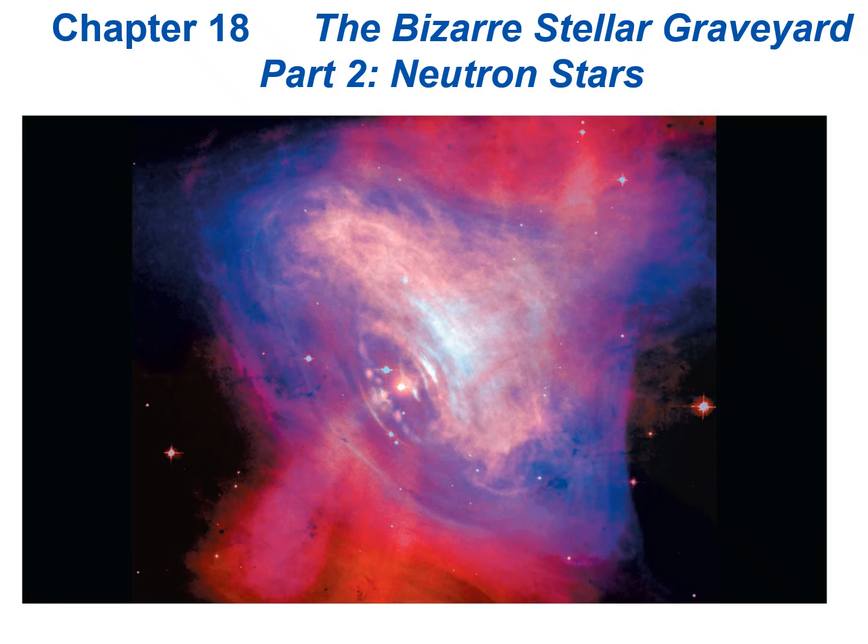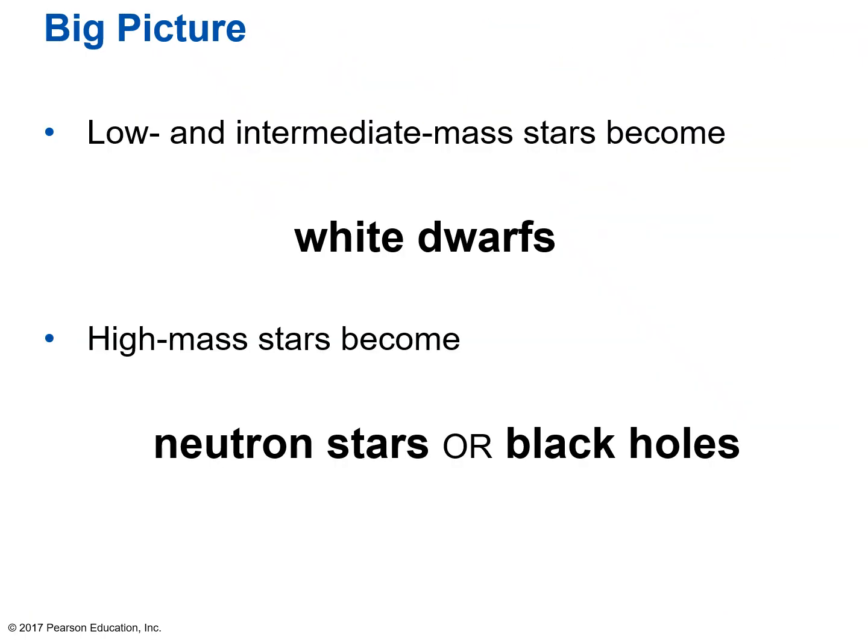This is Chapter 18, The Bizarre Stellar Graveyard, Part 2 on neutron stars. Remember the big picture as we studied in Chapter 17, The Life of Stars, whether low, intermediate, or high mass stars, what they end up as eventually. And we saw that low mass stars and intermediate mass stars become white dwarfs, and that was the topic of the first video in Chapter 18. And high mass stars become either neutron stars or black holes. Only the most massive, extreme few become black holes, but most high mass stars become neutron stars, and that's the topic of this video.